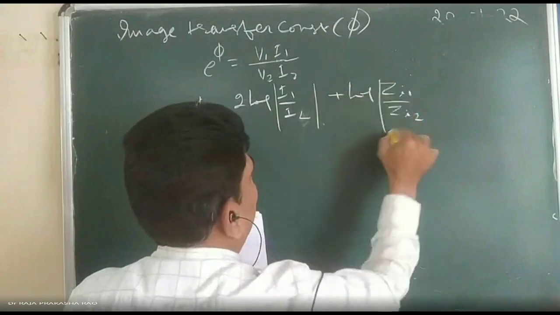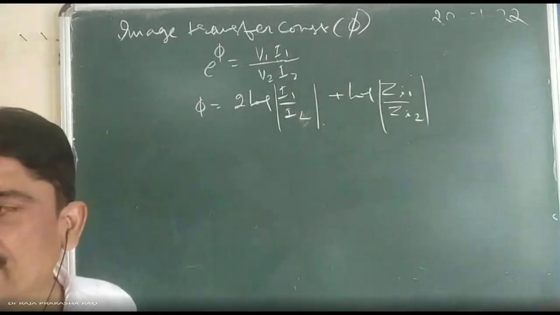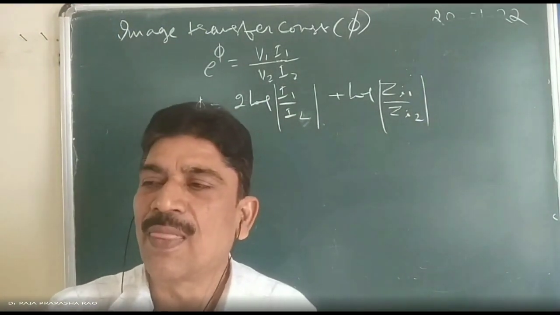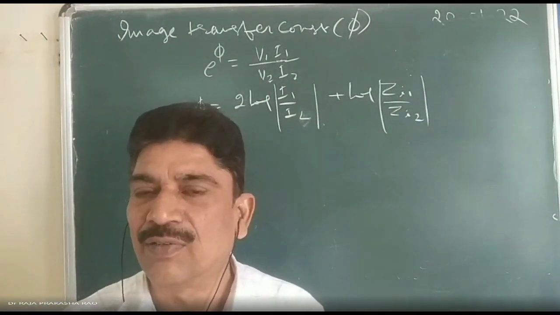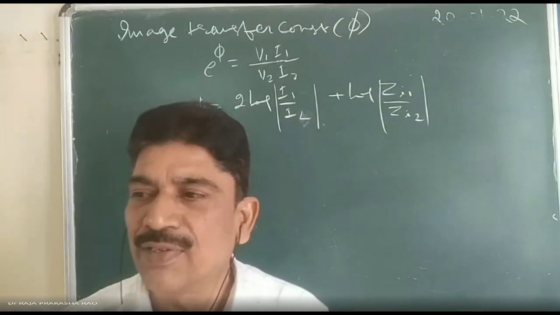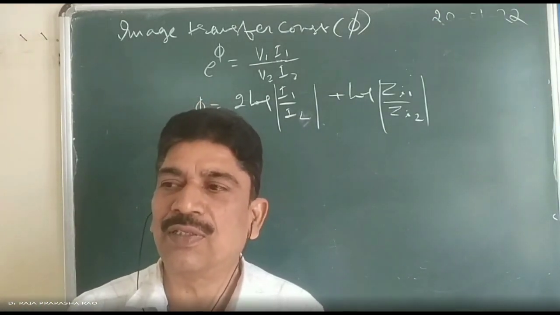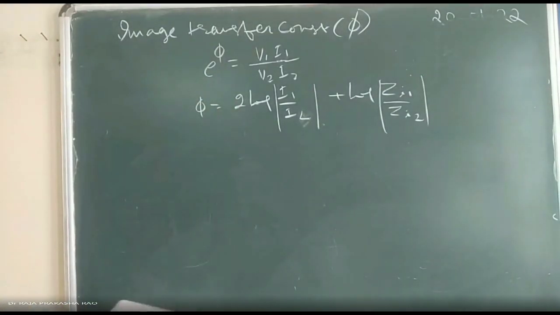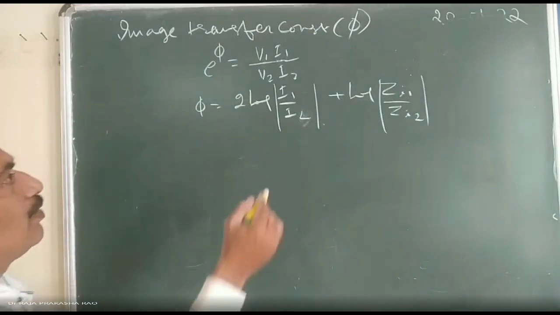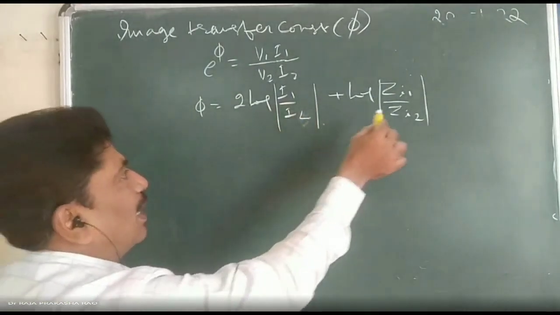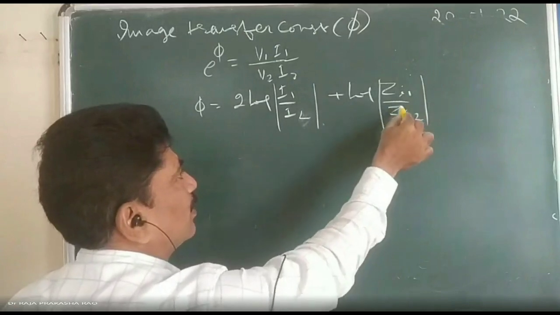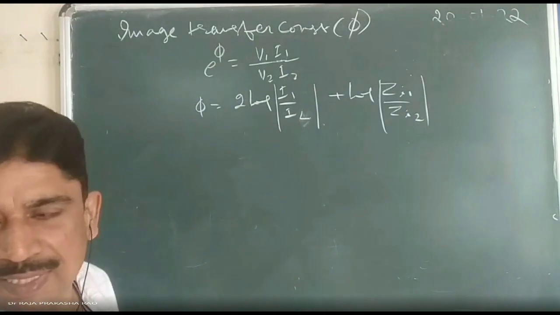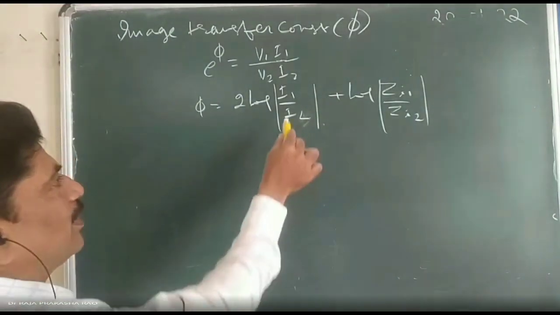ZI1 can be found by using that formula, Z1 is equal to under root Z10 into Z1s. For any network you can use that formula. And ZI2 is equal to under root Z20 into Z2s. So our aim is now to find I1 by IL and ZI1 by ZI2. For ZI1 by ZI2 we can use that formula, root of Z10 into Z1s for ZI1, and Z20 into Z2s for ZI2. But I1 by IL, how to find it?